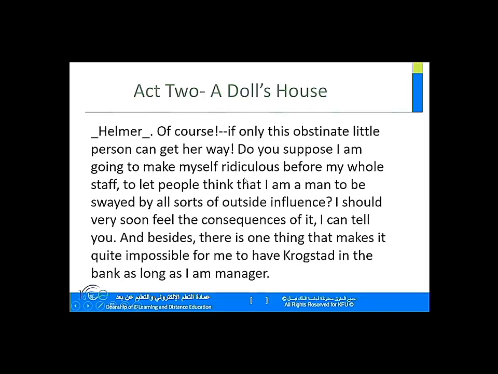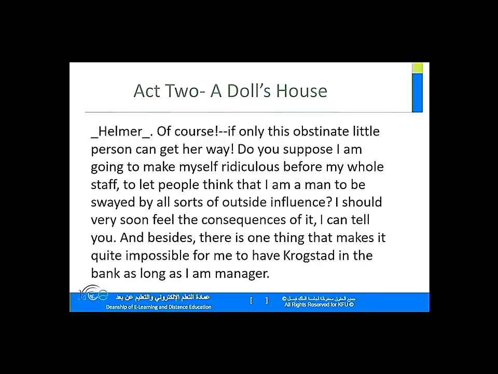We finished already analyzing Act 1, and now we are in Act 2. Act 2, A Doll's House, and you know that Henrik Ibsen is the writer, the dramatist, the author of this play. And Helmer, of course, says: if only this obstinate little person can get her way. Do you suppose I'm going to make myself ridiculous before my whole staff, to let people think that I'm a man to be swayed by all sorts of outside influence?